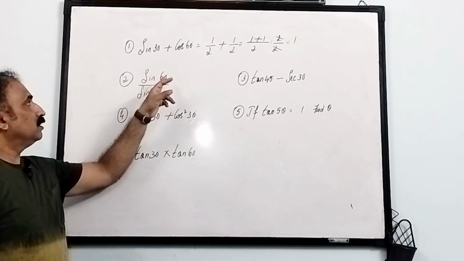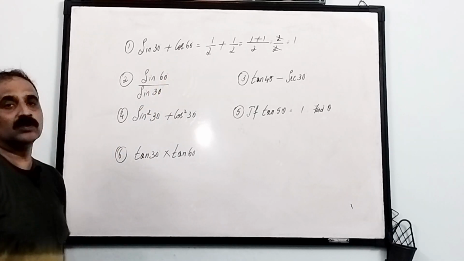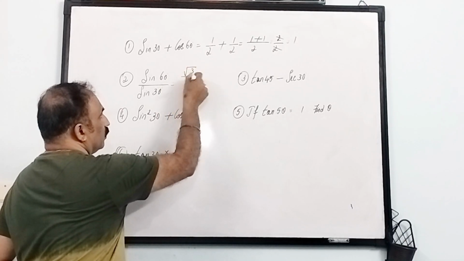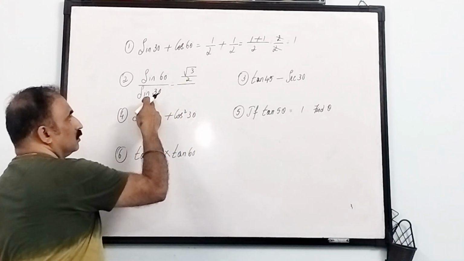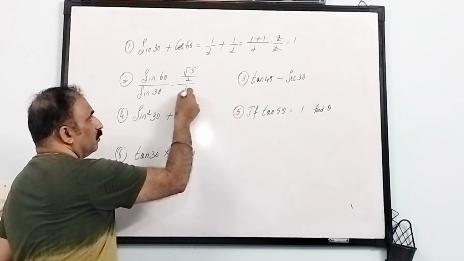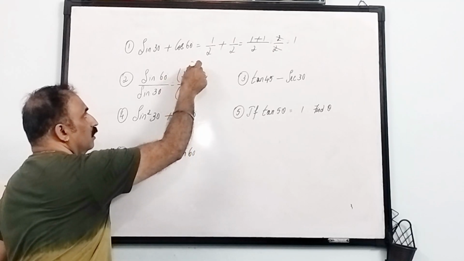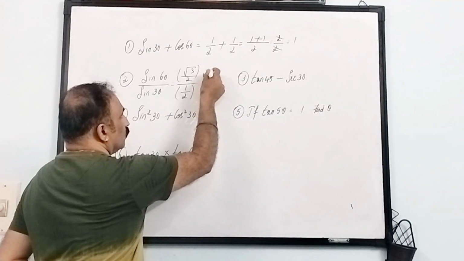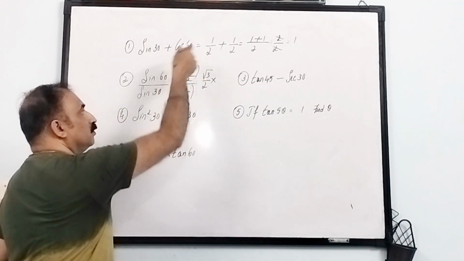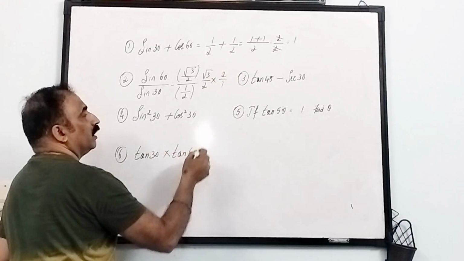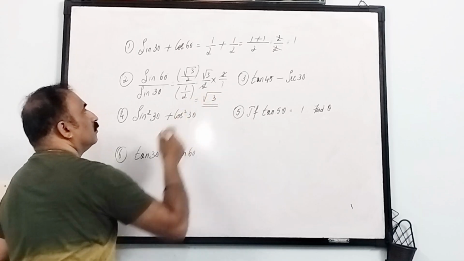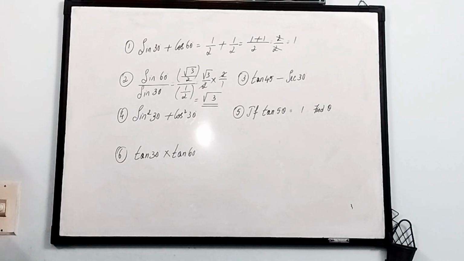I have taken another problem which is having a numerator and denominator. So sine 60 degrees, sine 60 is root 3 by 2, divided by sine 30. Sine 30 is going to be 1 by 2. So I've got a numerator and denominator value. Further, this root 3 by 2 into reciprocal, it is going to be 2 by 1. So 2 and 2 get cancelled. So the answer is going to be equal to root 3. Sine 60 divided by sine 30 is equal to root 3.